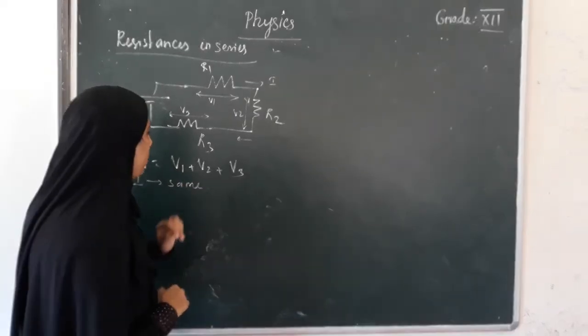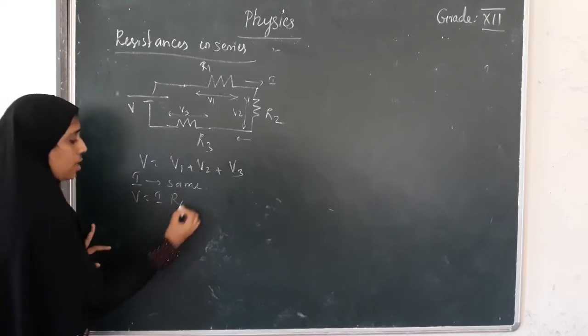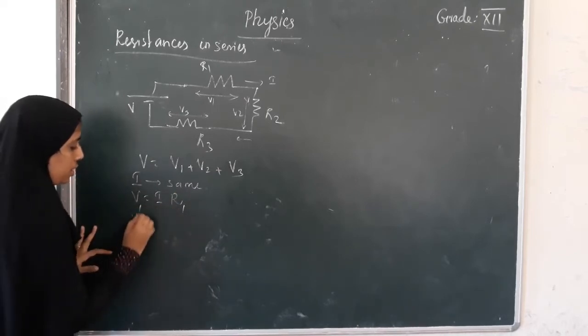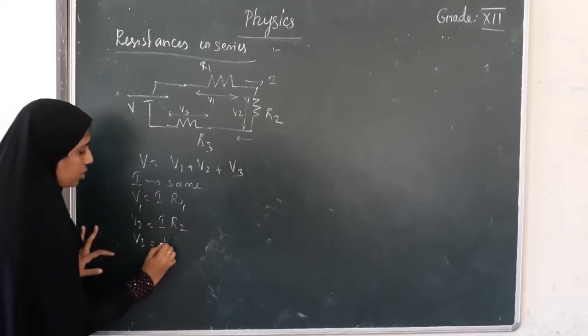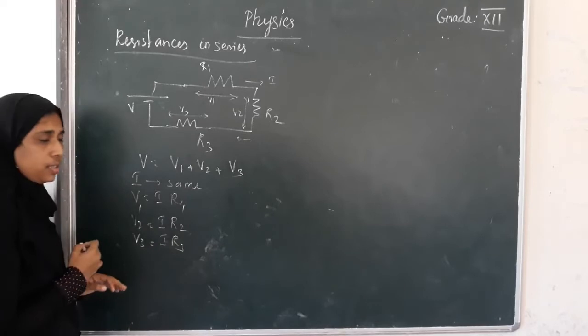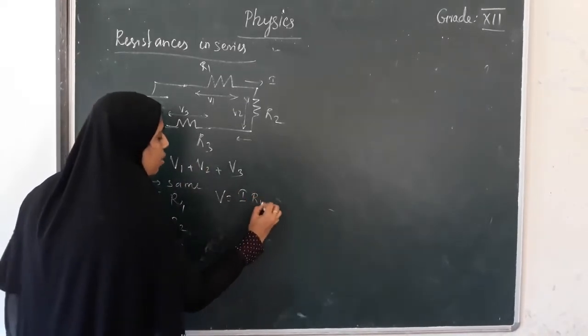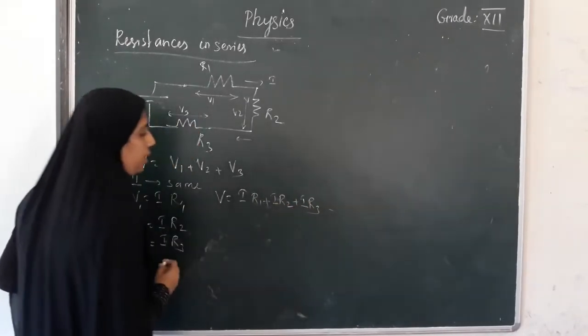What is the value of V1? According to Ohm's law, we can write V is equal to IR. So V1 is equal to IR1, V2 is equal to IR2, and V3 is equal to IR3. When you substitute here, V is equal to IR1 plus IR2 plus IR3.